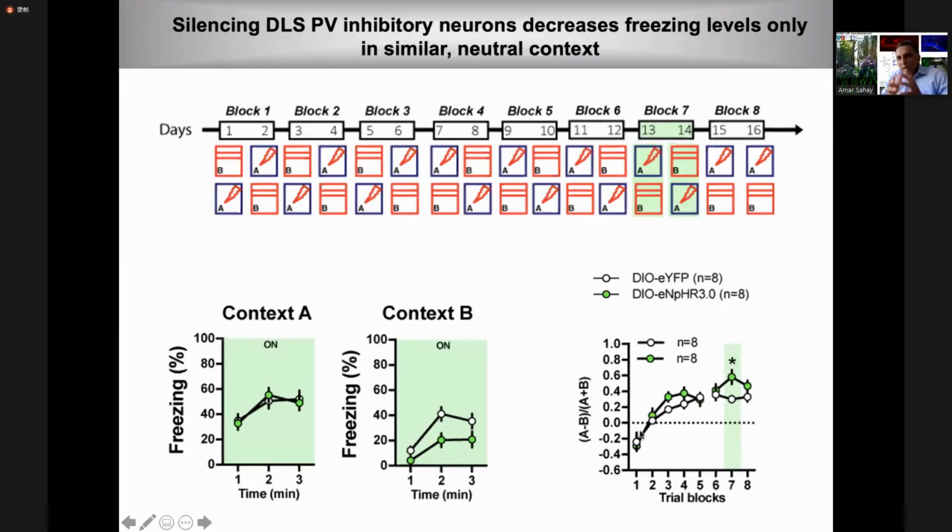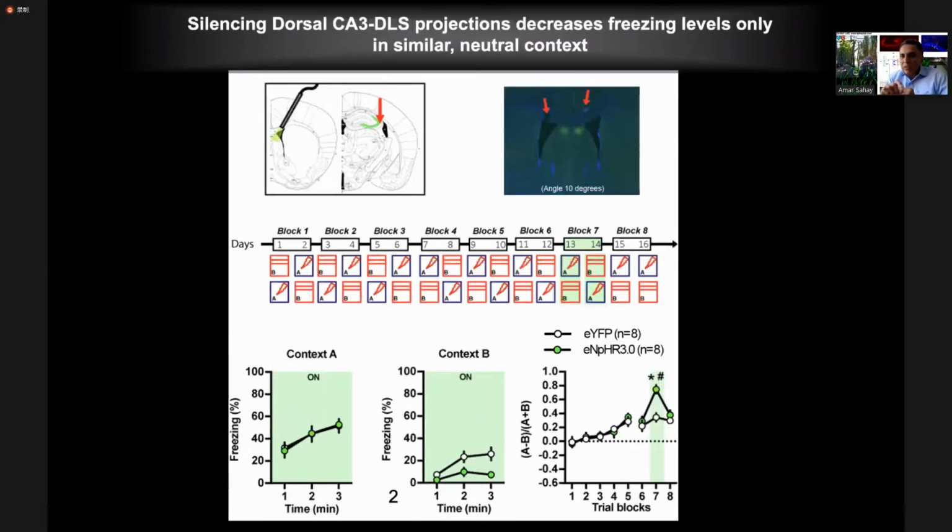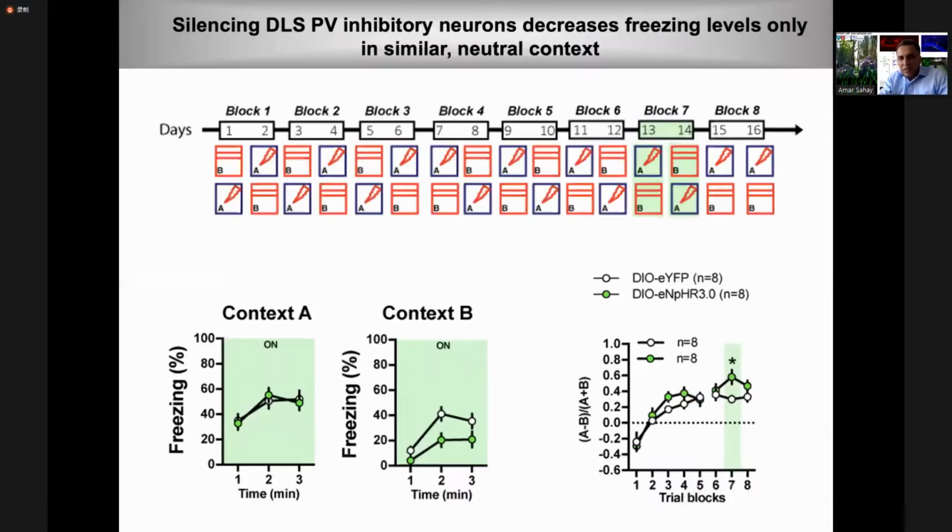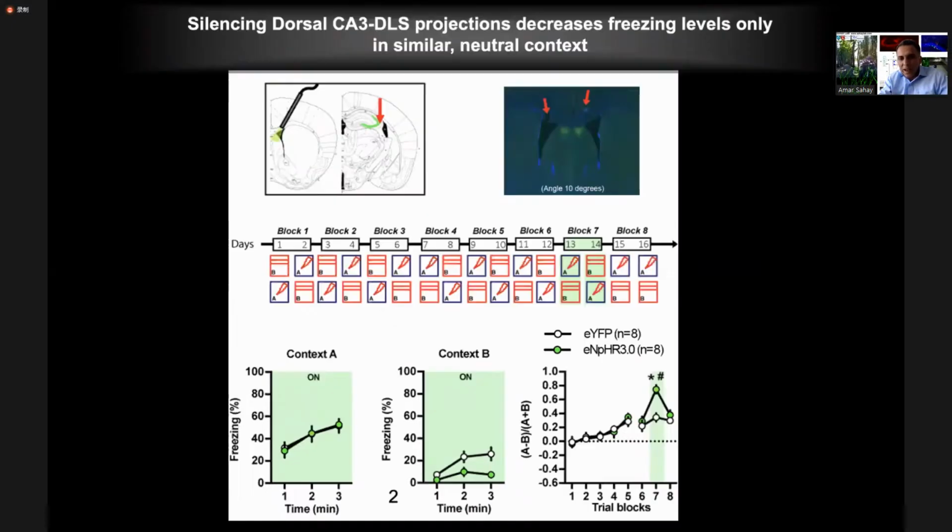Now you might recall that this is exactly what we saw at the level of behavior when we silenced dorsal CA3 projections to the DLS. If I just toggle back and forth between these two slides, you can appreciate the similarity in the behavioral outcomes of either silencing PV cells in the DLS or silencing dorsal CA3 projections in the DLS.